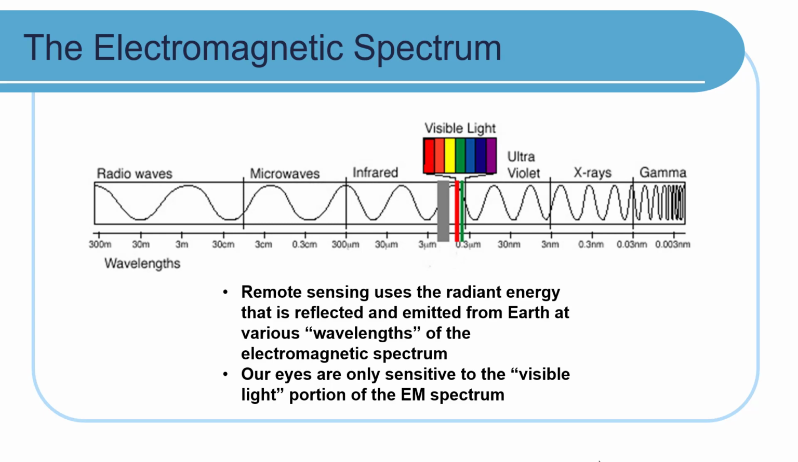So all of this is based on the electromagnetic spectrum. And so remote sensing is going to use radiant energy from the different portions of the spectrum, all the way from radio waves as the largest down to gamma waves as the smallest. So this should be a review. Our eyes are sensitive to the visible light portion, and we also use infrared, microwave, radio, and ultraviolet in remote sensing.